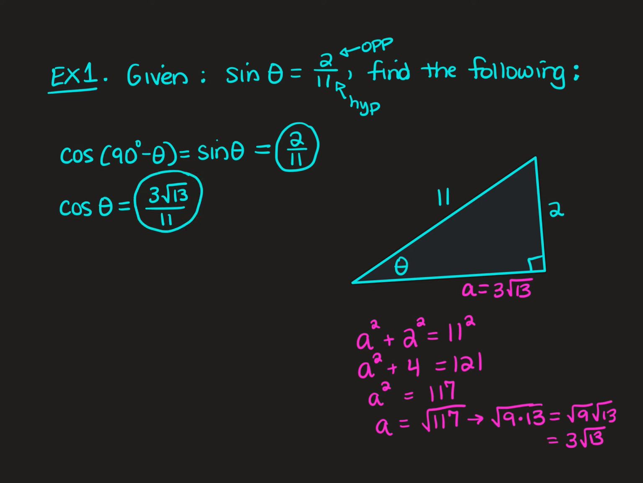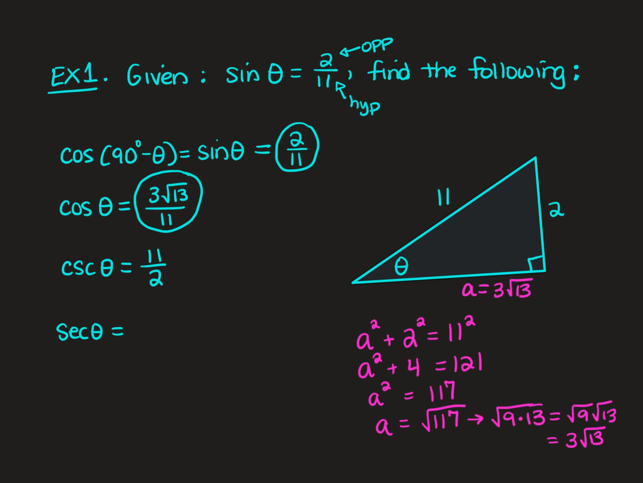Let's just do a couple more really quickly here, and then we'll move on to another one. So what if I ask you to find the cosecant of theta? Now, we know the cosecant of theta is the reciprocal of sine. That's our reciprocal identity. So we don't really need to do any work for that. We can just go back up to whatever sine is and do the reciprocal of that value. So the reciprocal of 2 over 11 is just 11 over 2. What about the secant? Well, that's the reciprocal of cosine. So I can just take the reciprocal of this value.